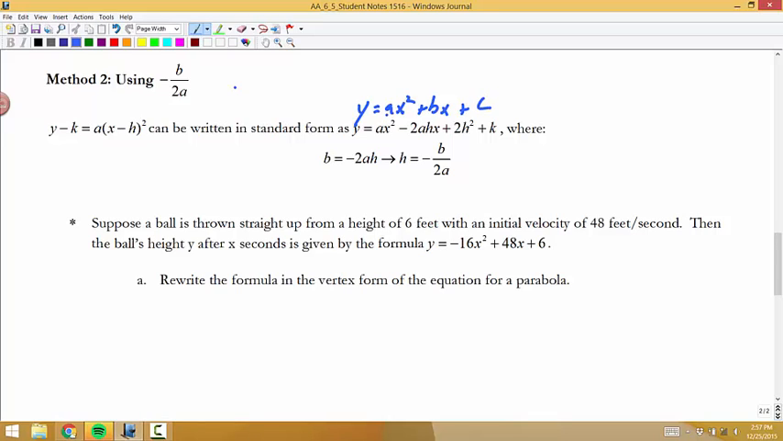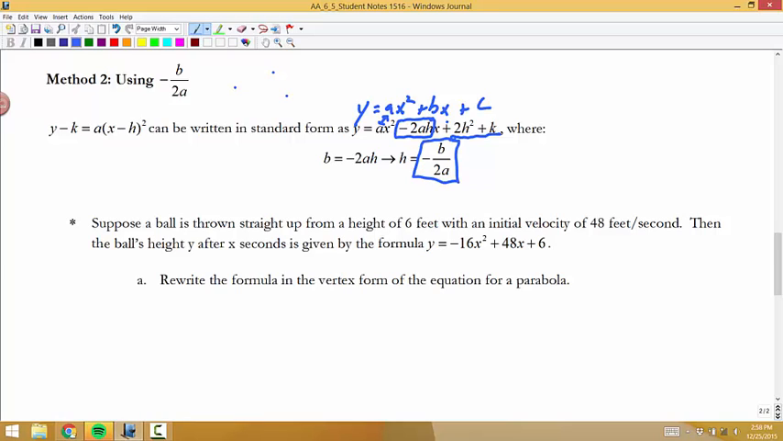That means that a is the same in both forms. And this is going to be the key for what we're doing right now: our b value is -2ah, and then this stuff right here is our c value. This -2ah gives us a connection between b and h. So b is equal to -2ah. If I solve this for h, the x value of our vertex will always be -b over 2a.